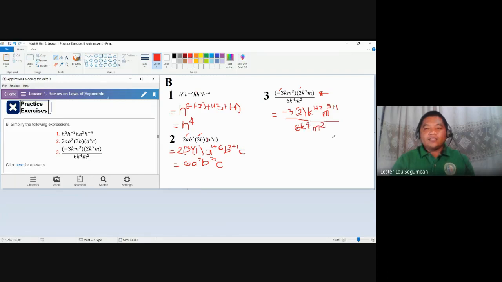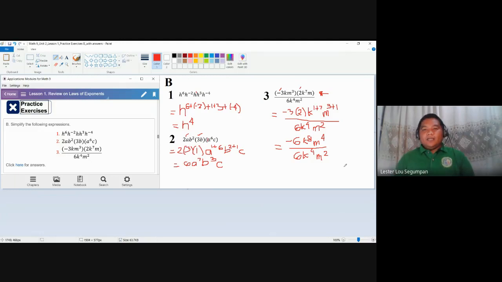Again, if you could answer it immediately, if you could combine it immediately, why not? You may do it. But again, what I'm doing here is the step-by-step demonstration. So for the numerator, you have negative 6, the product of negative 3 and 2, k to the power of 8, and m to the power of 4. All over 6 k to the power of 4 m squared.